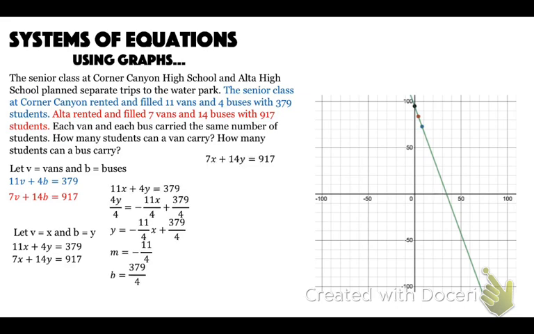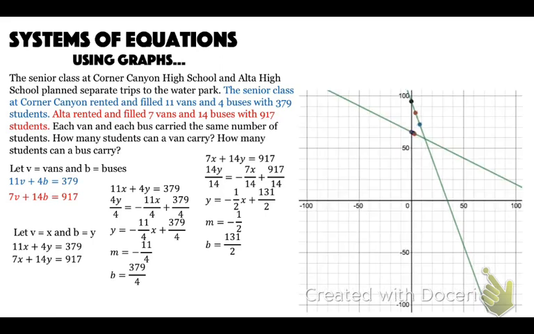We're going to do the same thing with the 7x plus 14y equals 917. So I am going to subtract the 7x over, so you get 14y equals negative 7x plus 917, divided by 14. So y equals negative 1/2 x plus 131 over 2, and 131 over 2 is 65.5. So the slope is negative 1/2 and the y-intercept is 65.5. So I'm going to put it up there at 65.5, and then I just go down 1 over 2, down 1 over 2, and there's that graph.